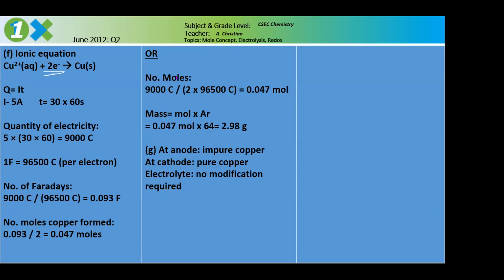Alternately, you could do it the way that we did it first, which is the 9,000 divided by the 2 times 96,500, which will give you directly the 0.47 mole. Not sure which way you were taught, but both ways will work out the same because you're always dividing by the 2 at the end of the day. And to move from moles to mass, you multiply the relative atomic mass, which is 64, by the moles and get 2.9 grams.